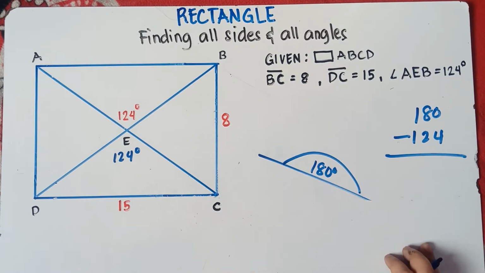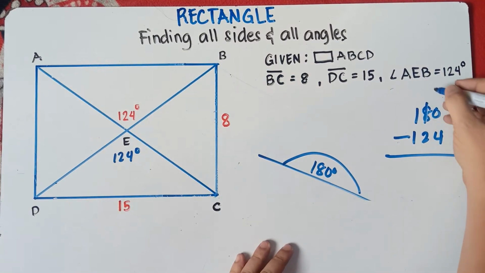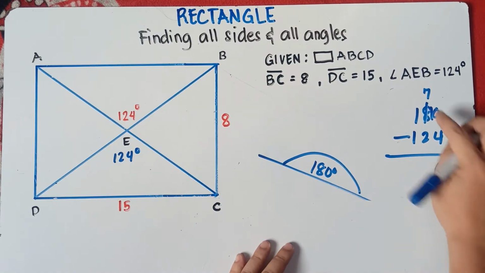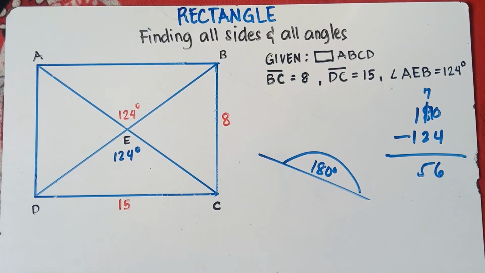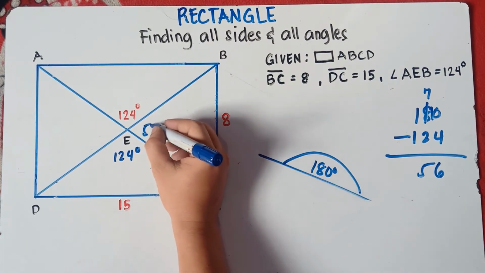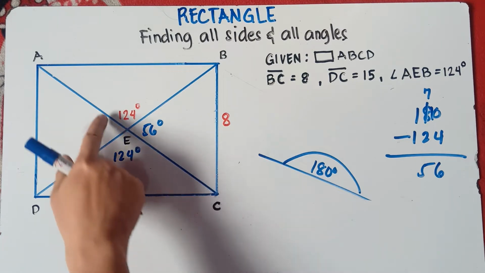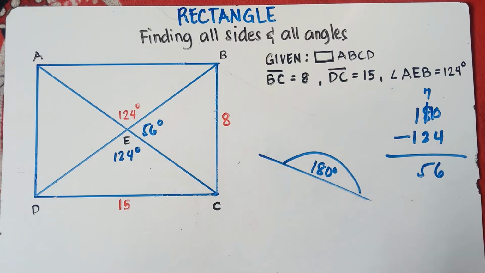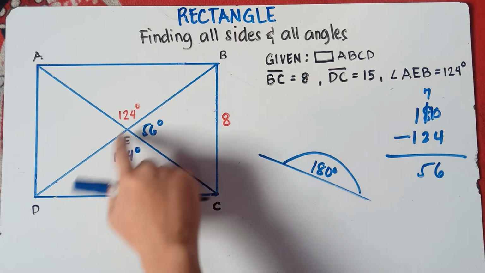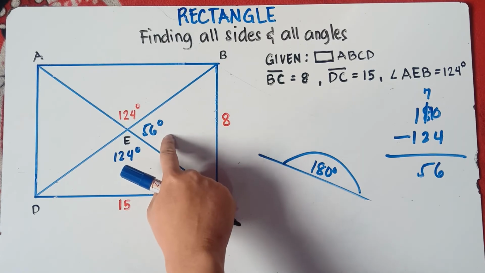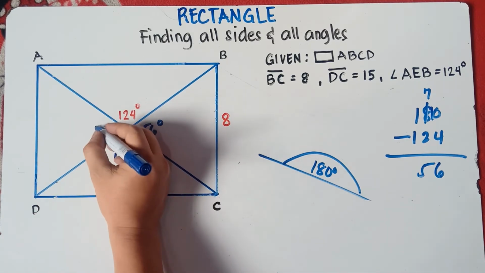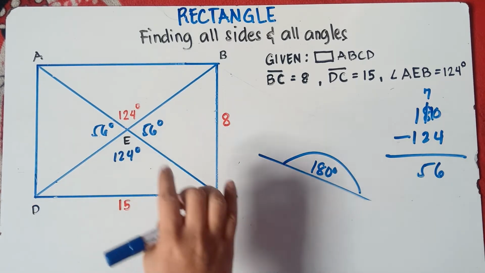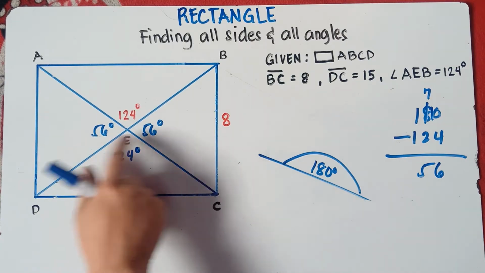180 minus 124. So borrow 1. This becomes 7, this becomes 10. 10 minus 4, that is 6. 7 minus 2, that is 5. 56. So therefore, this is 56 degrees. Once again, why is that, sir? Because this is a straight line. It should be a straight angle, and a straight angle would be equal to 180 degrees. Same with this one, class. Straight angle. If you add this up, 124 plus 56, that's 180. So therefore, this is also 56. Or vertical angles, 56 and 56. These are vertical angles.